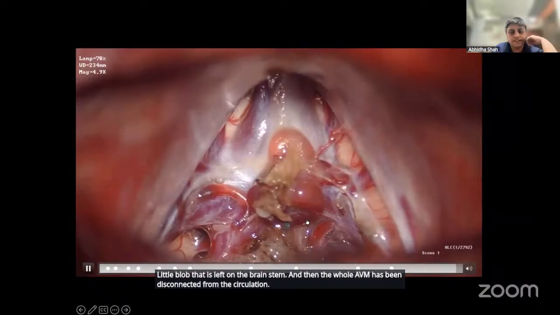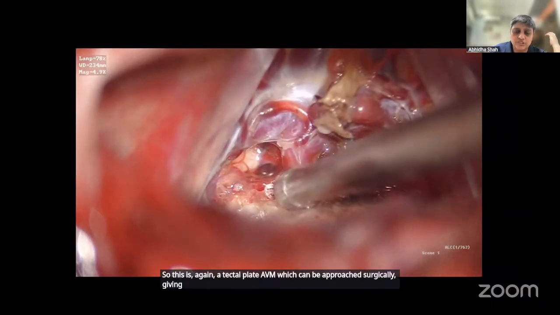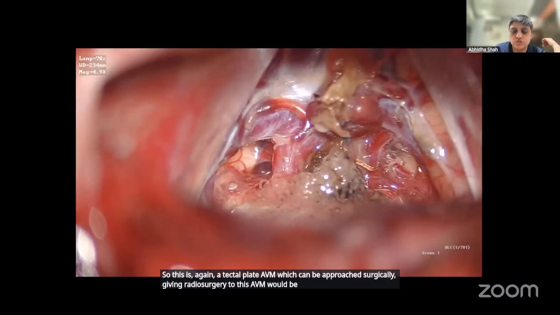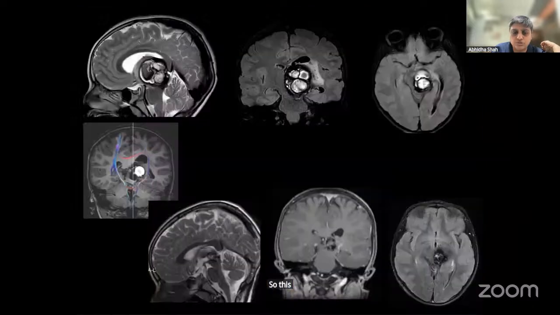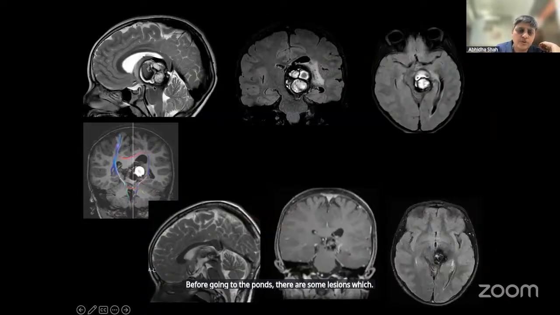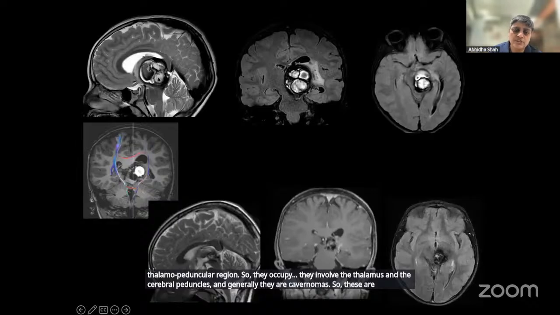So this is again a tectal plate AVM, which can be approached surgically. Giving radiosurgery to this AVM would be difficult because of its close proximity to the brainstem. So this is how you can approach the dorsal aspect of the brainstem. Before going to the pons, there are some lesions which occupy the thalamo-peduncular region. So they involve the thalamus and the cerebral peduncles, and generally they are cavernomas. So these are also to be considered as brainstem tumors or thalamic tumors.